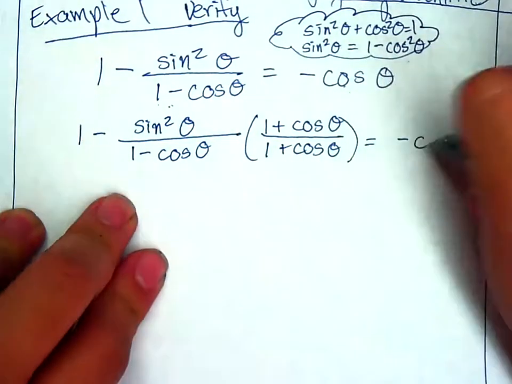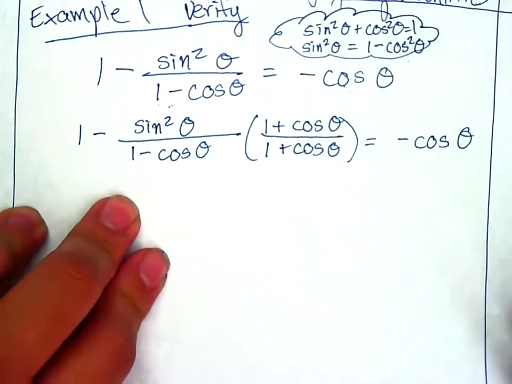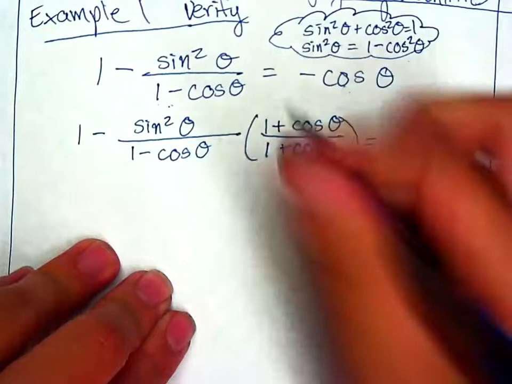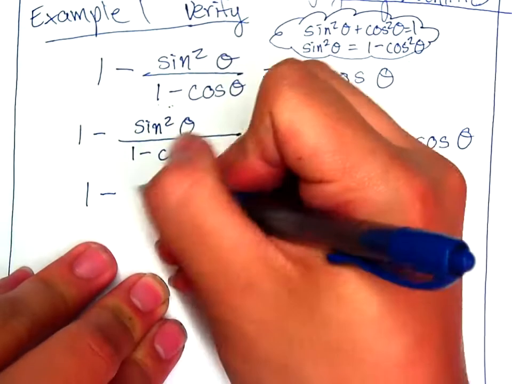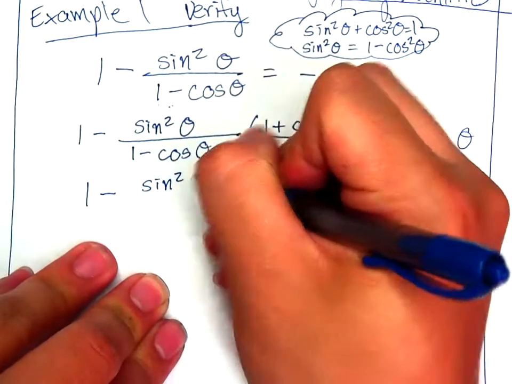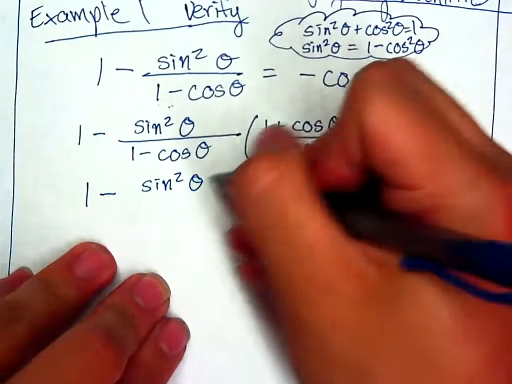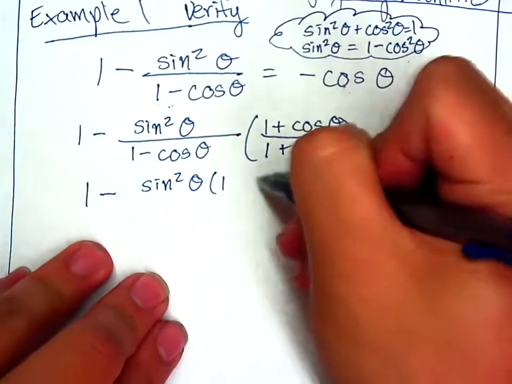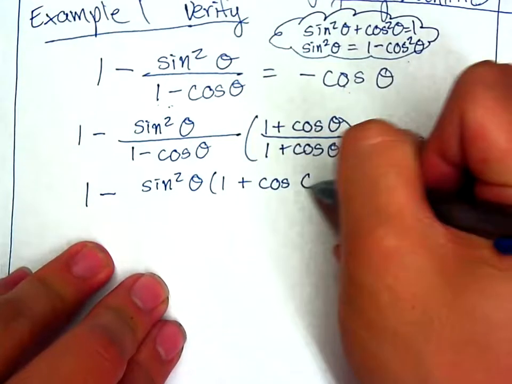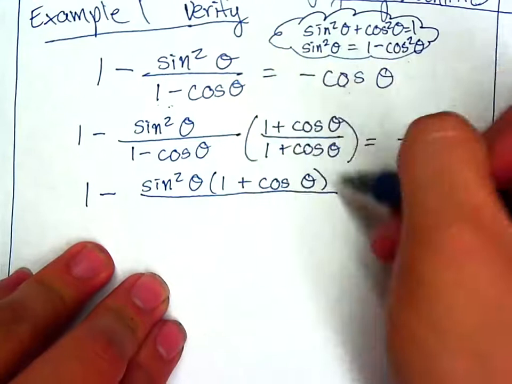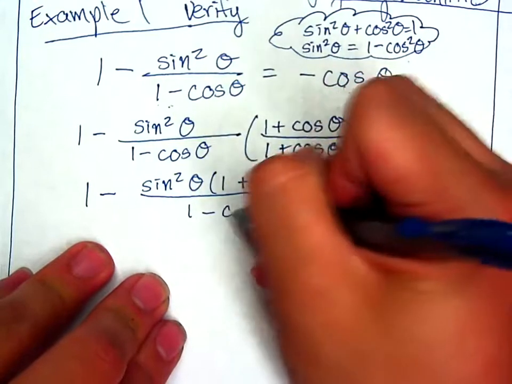And again, it's going to try to prove that somehow it's equal to negative cosine theta. I'm going to go ahead and distribute this. So 1 minus sine squared theta. Actually, for this one, I'll show you ahead of time. We're not going to distribute it, just because there will be something that cancels out. And then we have 1 minus cosine squared theta.